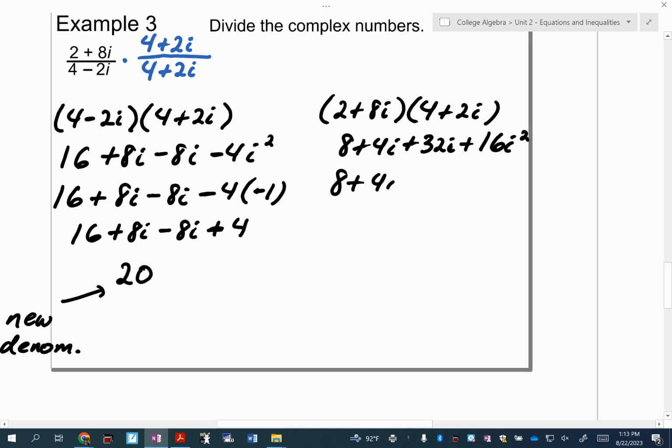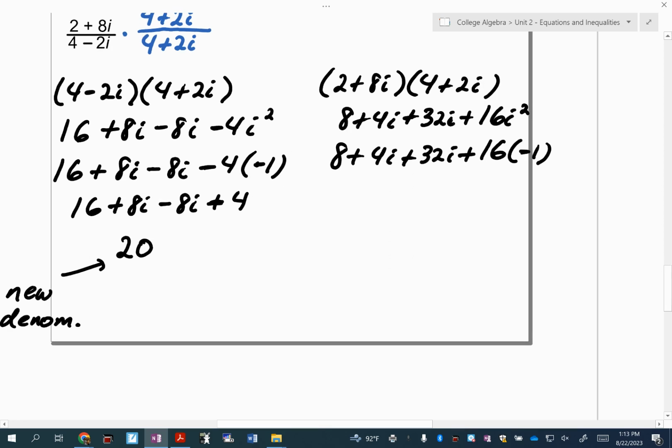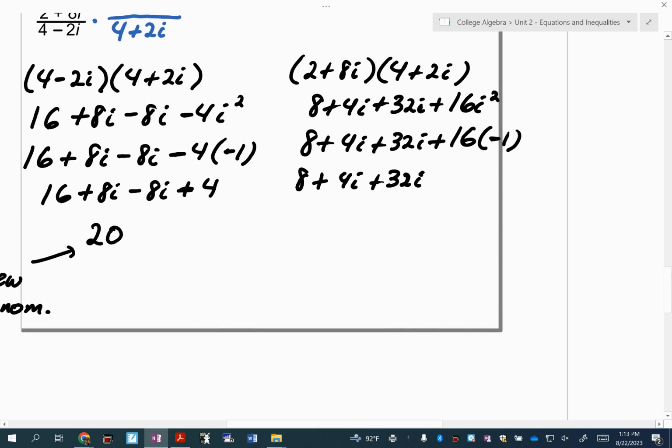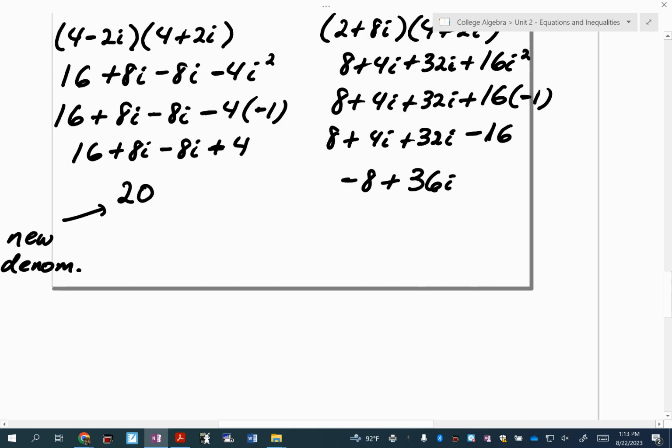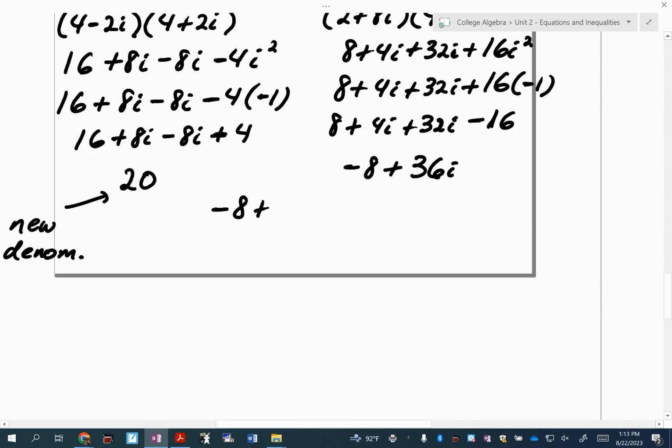Just like I did before, I'm going to copy everything down. Replace 16i squared with negative 16. Keep copying things down. You'll notice my middle pieces are not going to make 0, right? We are going to have an imaginary piece in the top, which is okay. It's in the numerator. All right, 8 minus 16 is negative 8. 4i plus 32i is 36i. So you write them together. Negative 8 plus 36i over 20.